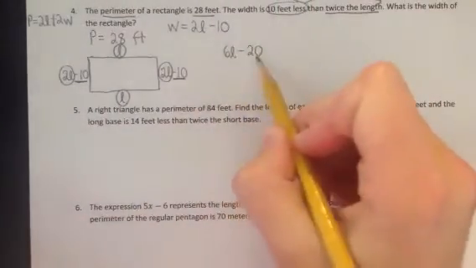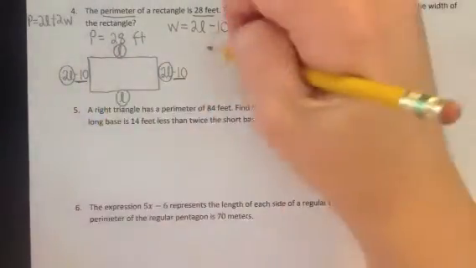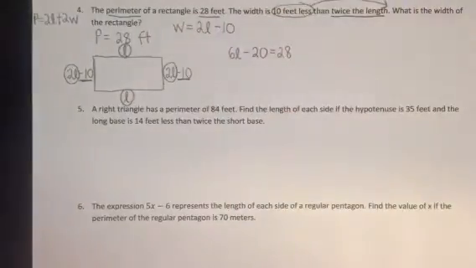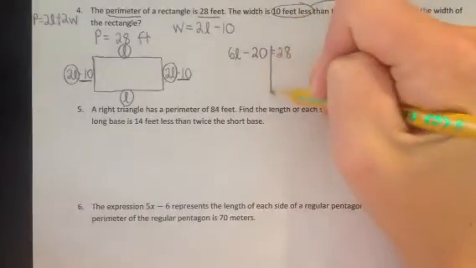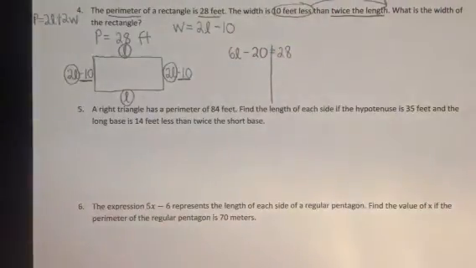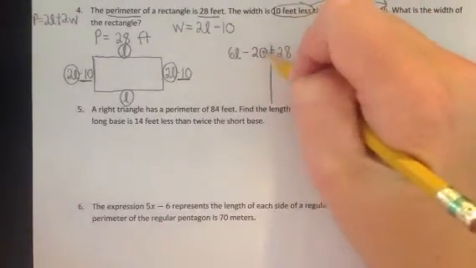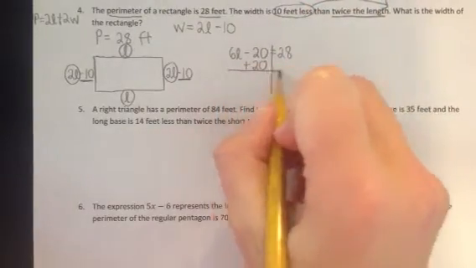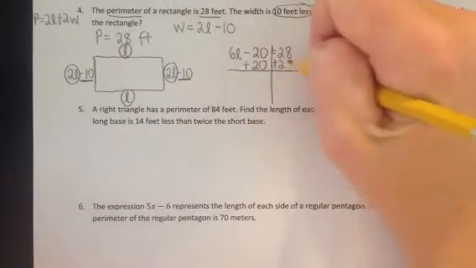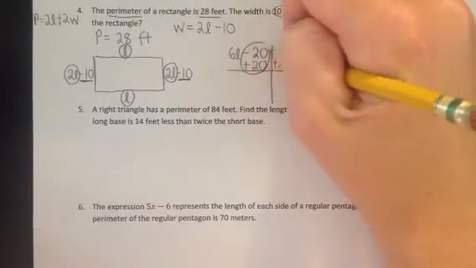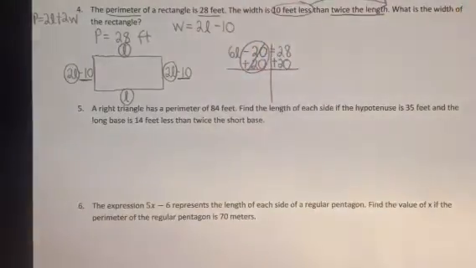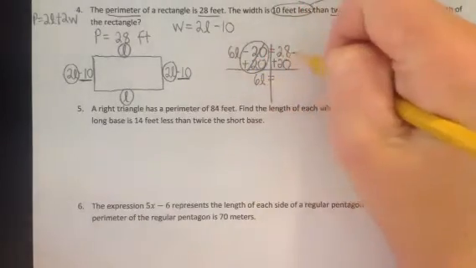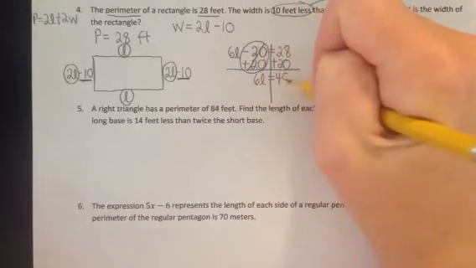So that is our perimeter, and we know the perimeter is 28 feet, so we're going to set this equal to 28. All right, now we're going to use our knowledge of equations to solve for L. So we need to get rid of this -20, and the inverse of subtract is add. So I'm going to add 20 to both sides. -20 and +20 is a 0 pair, it cancels. So the 6L comes down. 28 and 20 is 48.